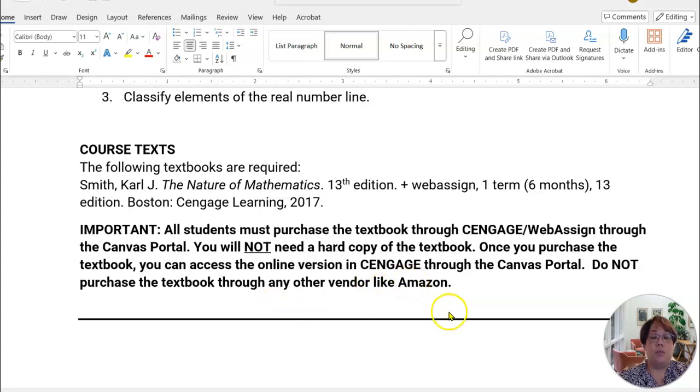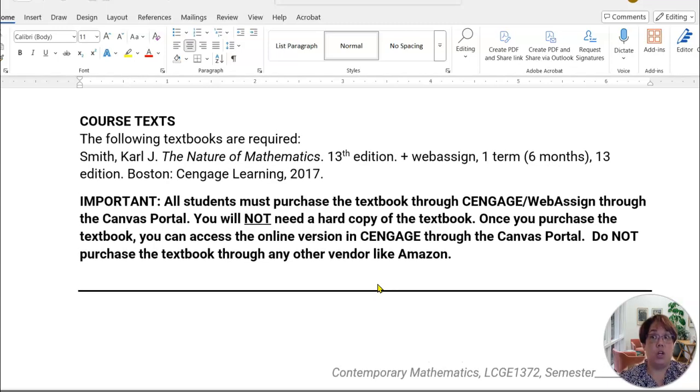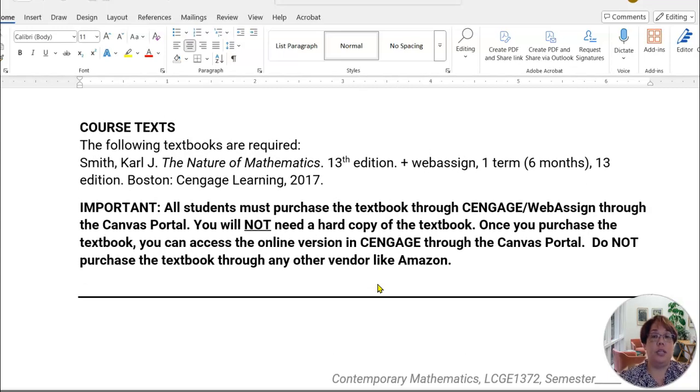Do not go and purchase it through another vendor or through like the bookstore or anything like that. Make sure that you watch that video, okay? All right, so that is the thing. You will have to purchase the WebAssign because all of your assignments have to be done in WebAssign, and you have to do it through that platform in order for you to complete all of the assignments in this course.